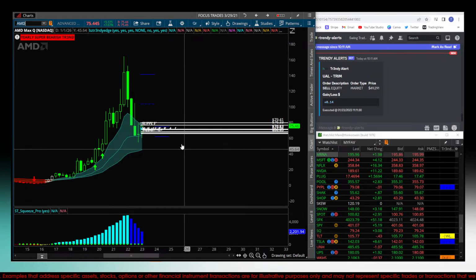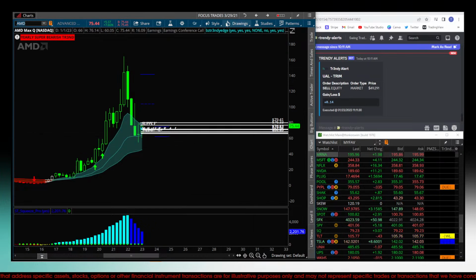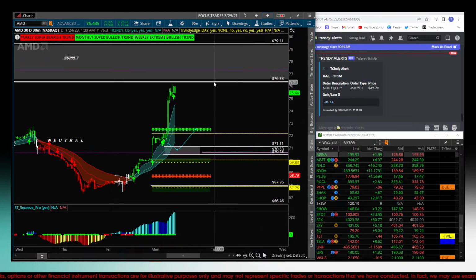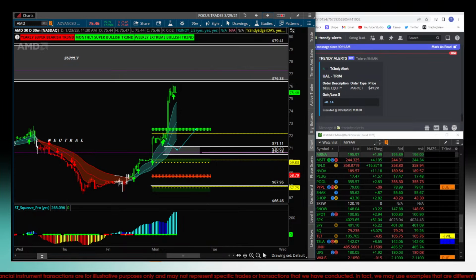Okay. So again, this is AMD. Our target for the room here, guys, just so you all know, was right here at 76.33. Notice price came very close to the target and then we peeled out.